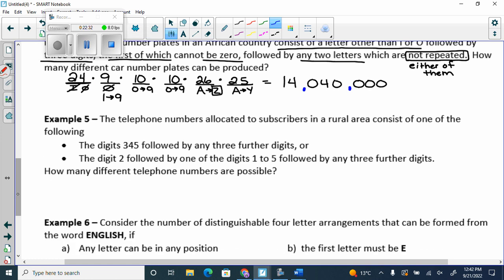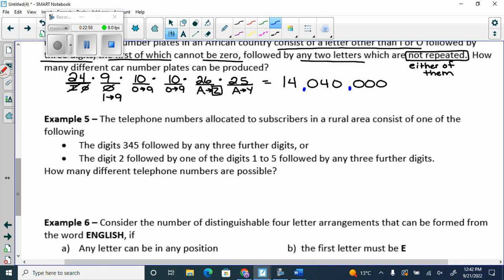So we're going to look at example 5. Example 5 says, the telephone numbers allocated to subscribers in a rural area consists of one of the following. Are you ready? Now tell your brain I can do this. Because you might want to quit at this point because it's words. And if you were me in high school, I wanted to. I hated word problems. So I feel your pain. But we have to overcome. So we're going to keep reading.